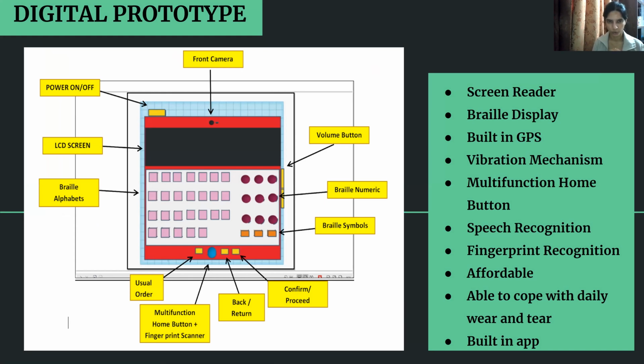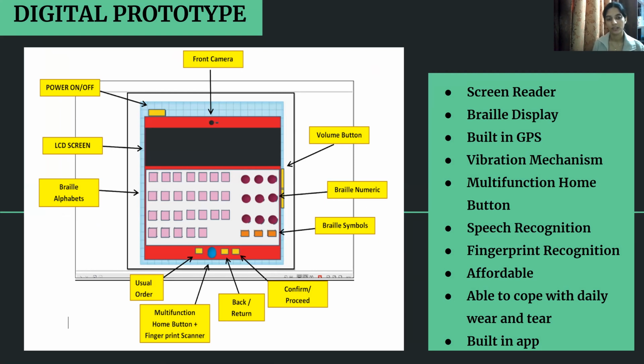So let's just go through the features. I'm going to go clockwise, starting from the top, the front camera. There are volume buttons on the side. Since there's speech output, they need to control whether it's going to be loud or soft. There's Braille numeric with Braille symbols on the right side. Coming to the bottom, there are a few functional buttons at the bottom level. The far right is the confirm or proceed button, and then second from right, a back or return button.